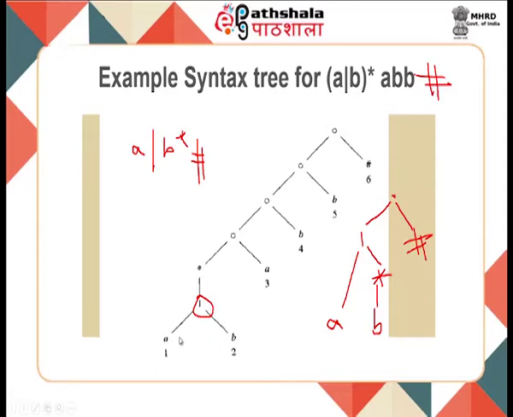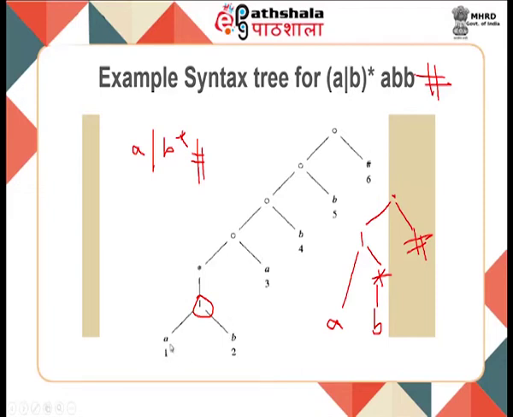Now, for every node we have to compute all these functions: nullable, first position and follow position, and of course last position. After that, we label this tree still further with all these function values, and then we are going to use that for determining your DFA. Now, we just number the leaf nodes in an arbitrary manner. You can just use any methodology.